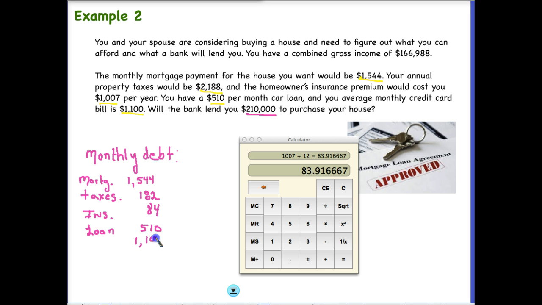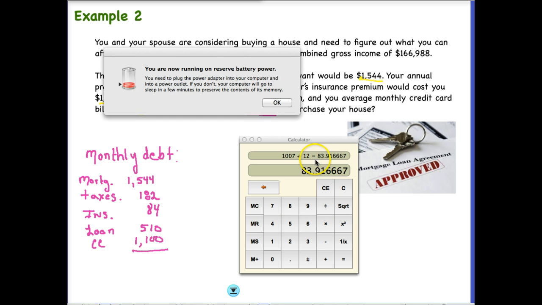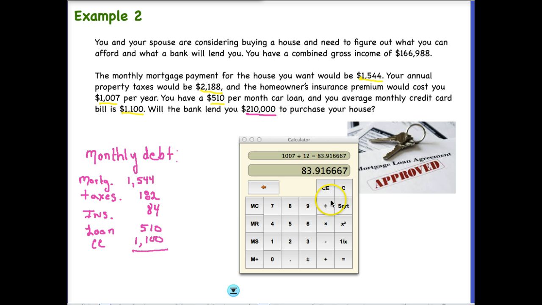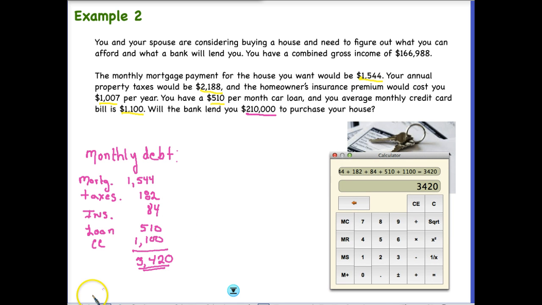So quite a few things that we are paying each month if you look at this. So why don't we go ahead and total this up. We have $1,544, $182, $84, $510, and $1,100. That gives us a total of $3,420. So that's our debt. That's our total debt. Now let's figure out what our income is, our monthly income.